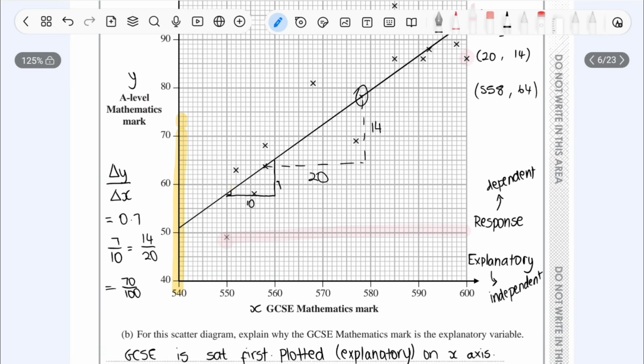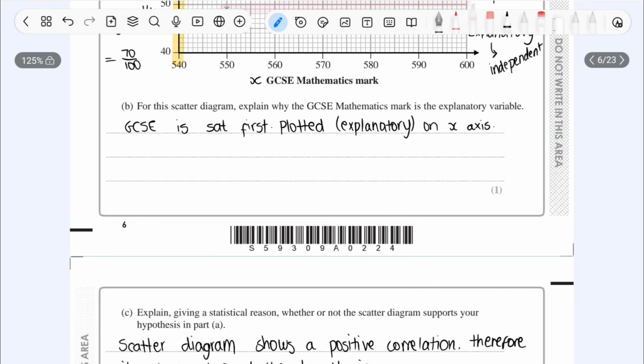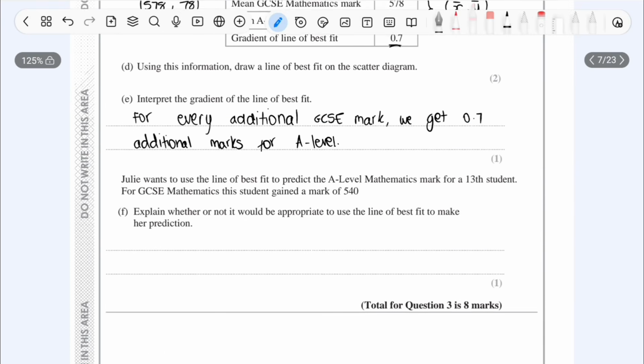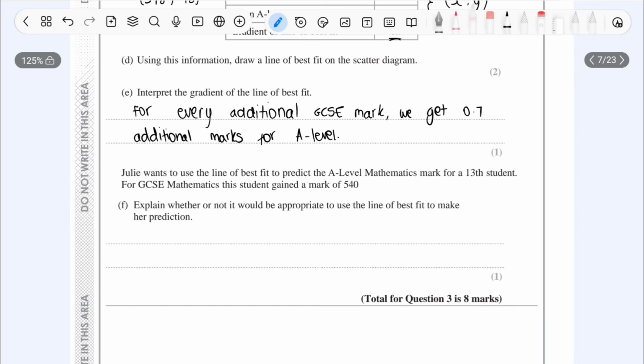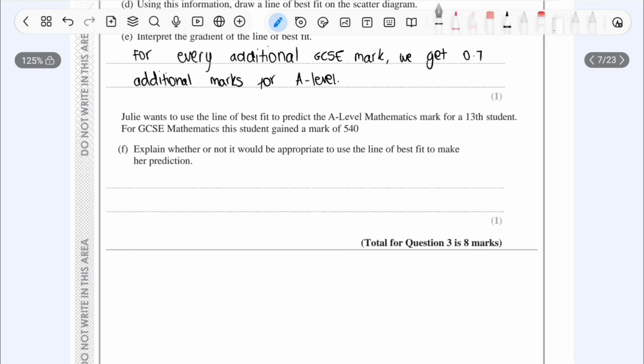So if we're estimating for a value that's outside this data range, well, the first thing is it's not going to be reliable, and hence it's not going to be appropriate, and the reason we can give is that it's extrapolating, or it's outside the data range.